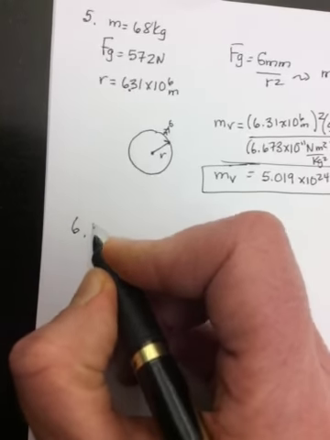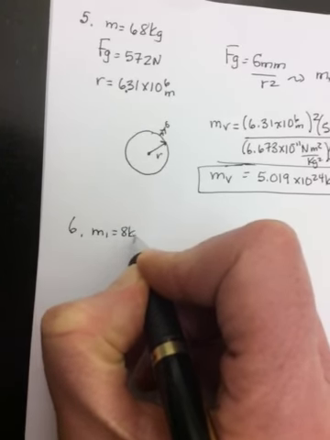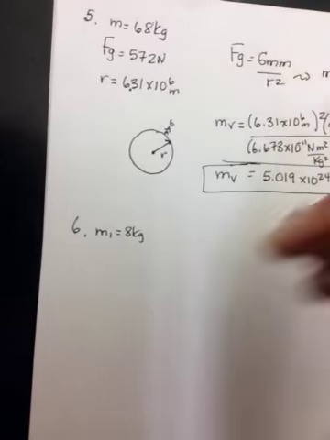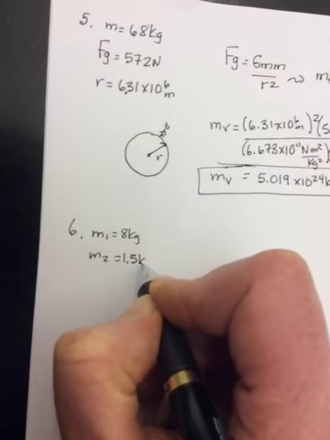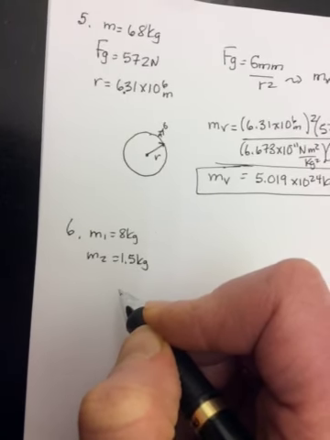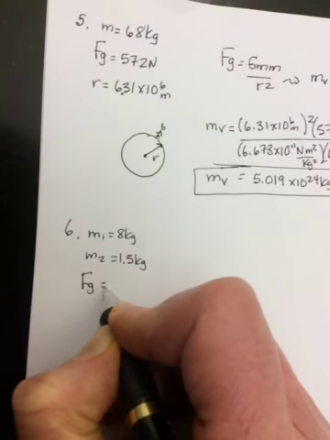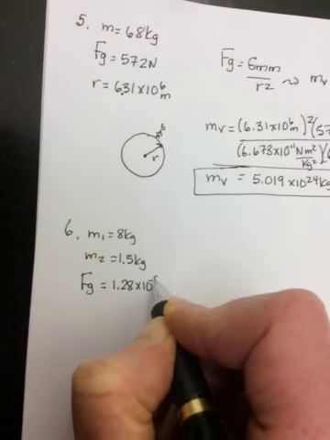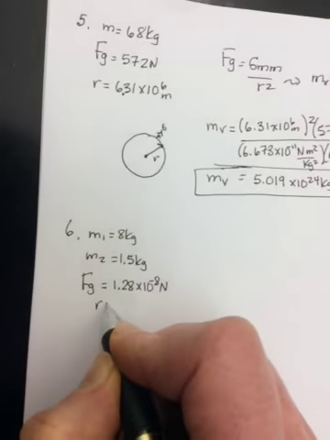Okay, one more, number 6. It says, in an experiment, an 8 kilogram lead sphere, so m1 is 8 kilograms, is brought close to a 1.5 kilogram mass, so m2 is 1.5 kilograms. The gravitational force between the two objects, so Fg, is 1.28 times 10 to the negative 8 newtons. How far apart are they? So you're looking for r.